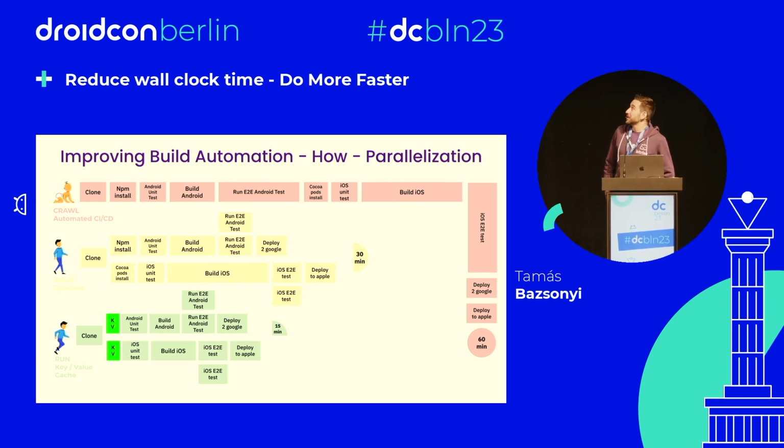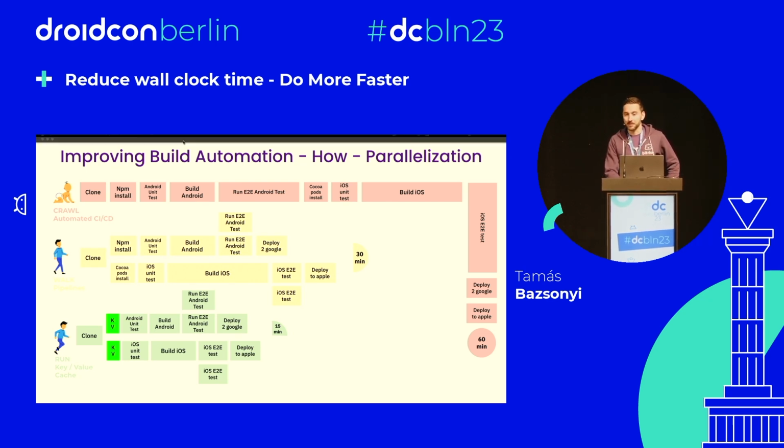Just to bring another example, I've been working with one of our clients, and they initially had a 36-minute execution time on Android. We sat together with them, had a workshop, and managed to push the execution time of their builds down from 36 minutes to 18 minutes, simply by parallelizing and enabling key-based caching on their solution.